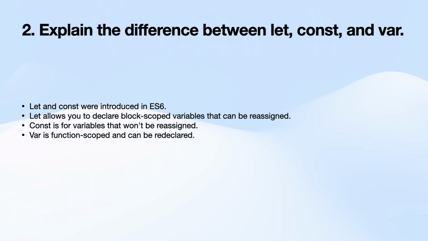3. var. The original way to declare variables in JavaScript, var is function-scoped or globally scoped. Variables declared with var can be redeclared and updated within their scope. Due to its function scope and hoisting behavior, var can sometimes lead to unexpected results, which is why modern JavaScript often prefers let and const for more predictable behavior. Using let and const over var is generally recommended in modern JavaScript development for better code organization and fewer potential bugs related to variable scope and reassignment.